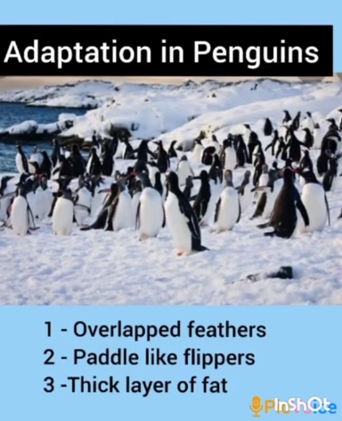Penguins have overlapped feathers that trap warm air to survive in icy cold. Their paddle-like flippers help them swim through the water. Their bones are heavy and their flippers are thin. They have a thick layer of fat under their skin.